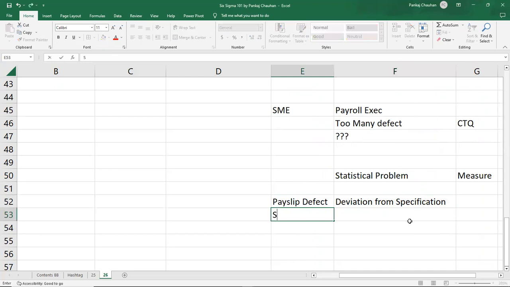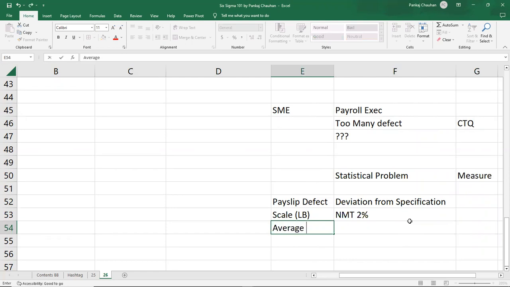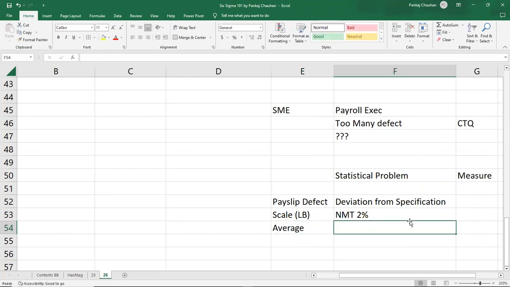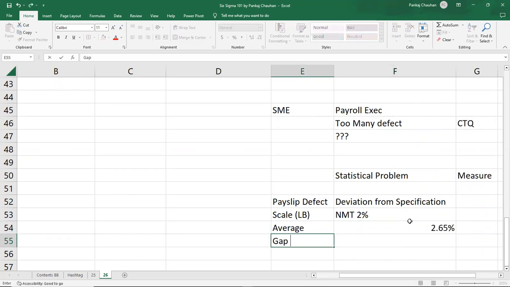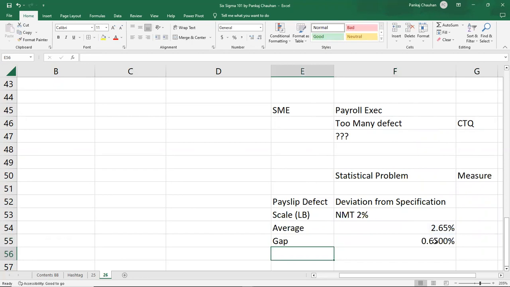What is your scale? Payslip defect scale is always lower is better, because defect is always lower is better. And I'm targeting not more than, let's say, 2%. Defect should not be there. What is my average defect? Let's say the average defect is assuming 2.65%. So how much is the gap I'm using? The gap is equal to 2.65 minus 2%, which is around a 0.65% gap.